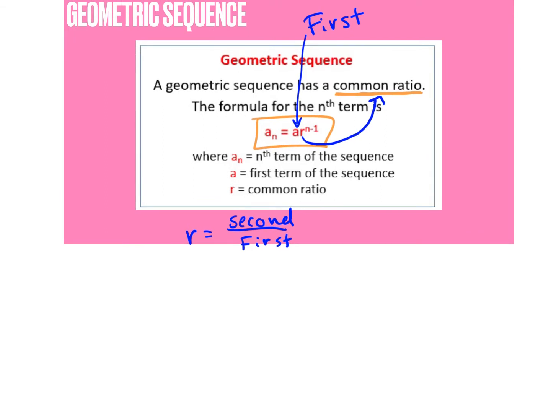Sometimes in a geometric sequence, it looks like we're dividing. If our sequence said 8, 4, 2, 1, it looks like we're dividing by 2 to get to the next one, but you have to remember that in geometric, it's always multiplying. So instead of dividing by 2, we say we are multiplying by 1/2, and that's the same thing. Just be careful with that. Sometimes it looks like we're dividing, but we're actually multiplying by a fraction.